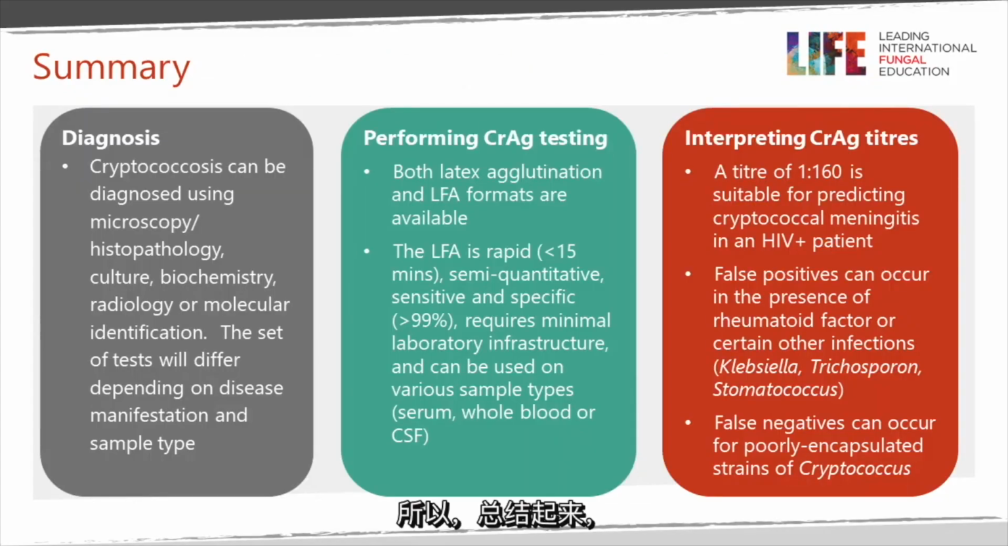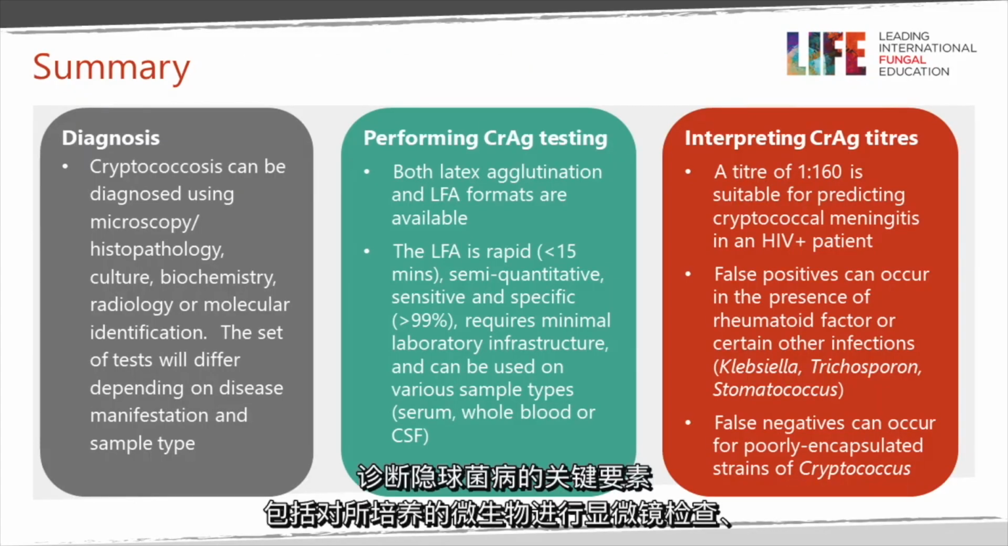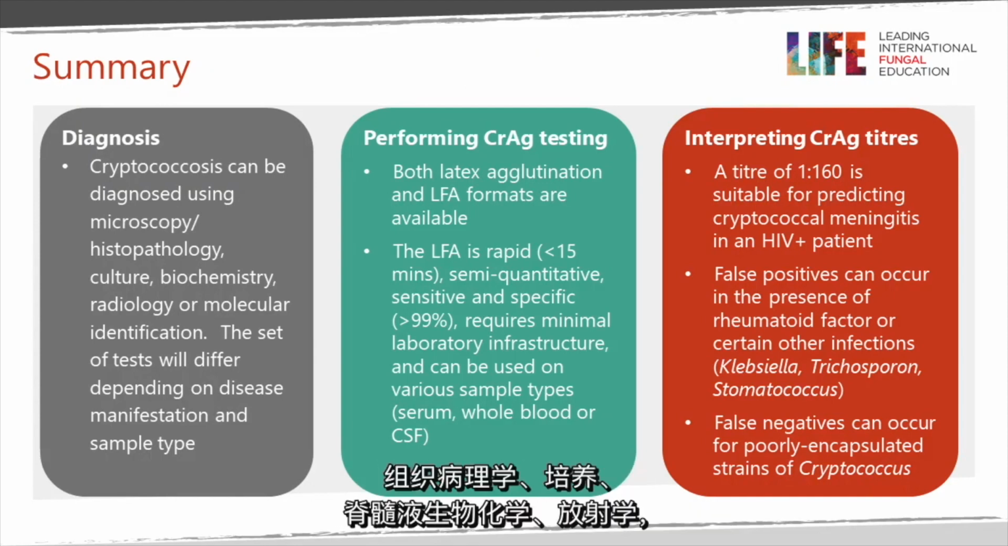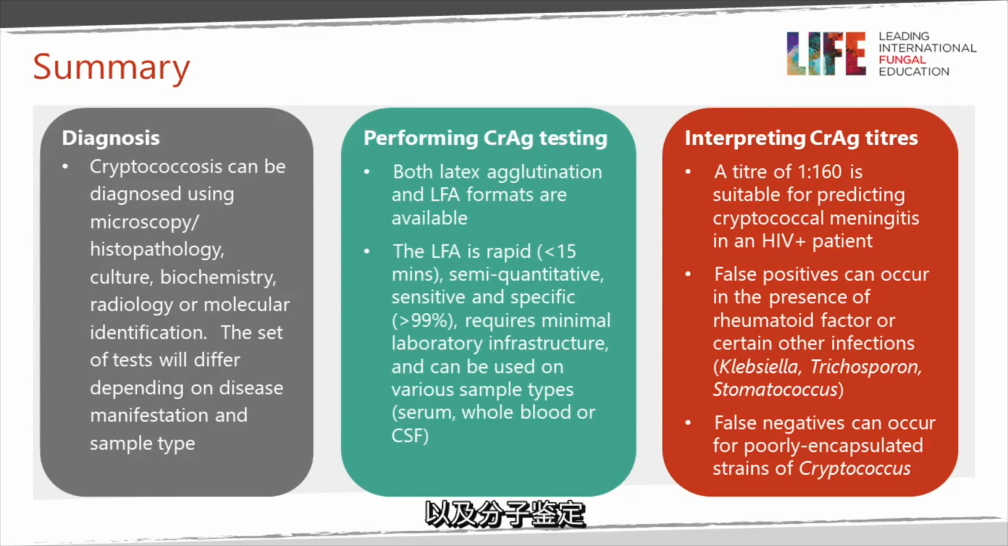So, in summary, the key elements of diagnosing cryptococcal disease include microscopy, histopathology, culture, biochemistry of the spinal fluid, radiology, and molecular identification or other identification of the organism that's grown. And the tests will vary depending on the disease manifestation and the sample type.